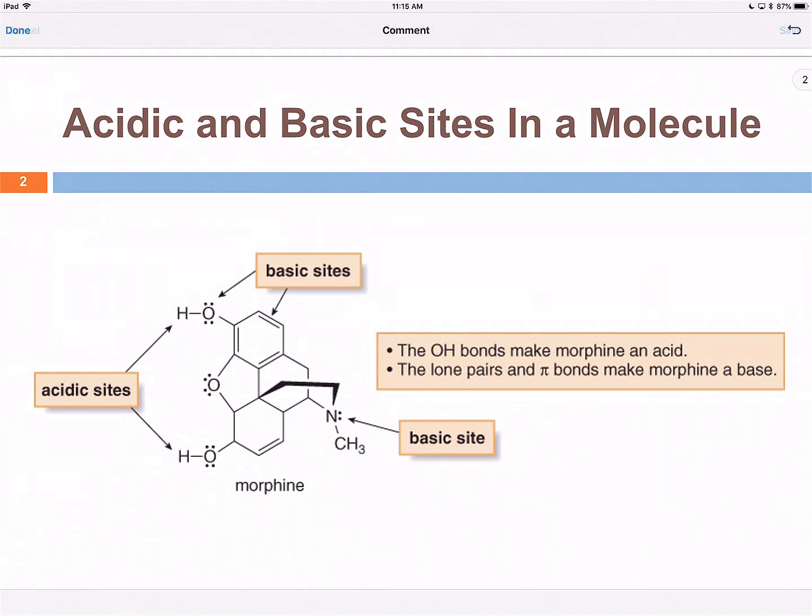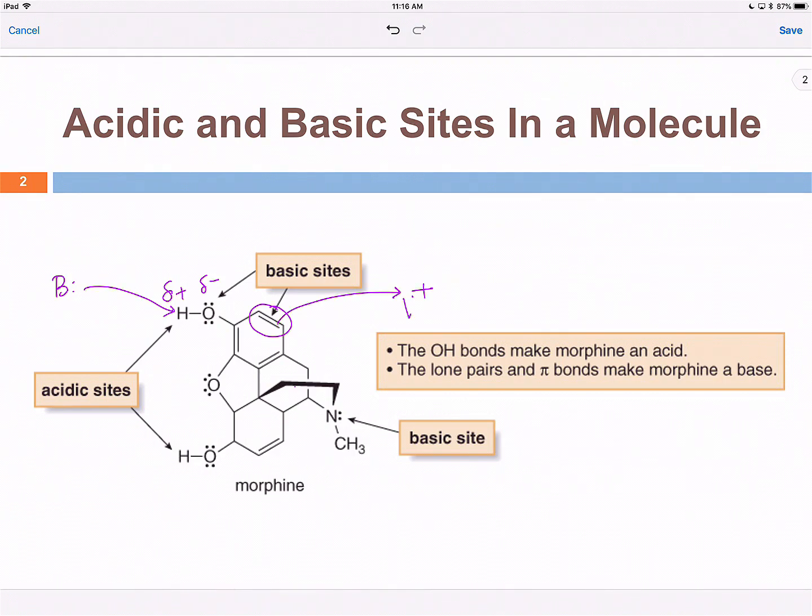Again, boils down to polarity, okay? So I'm going to put the delta minus on the oxygen, delta plus on the hydrogen. So a base can come, grab this hydrogen, which means the base is attacking the nucleus of the hydrogen. It's grabbing the proton. So which makes these two alcohols proton donors, and therefore they are acids. Make sense? Okay. Base.